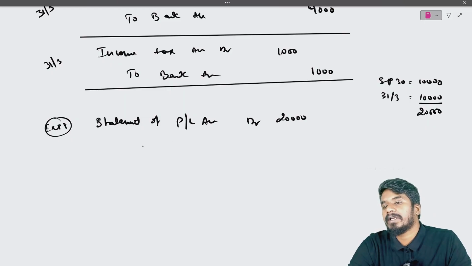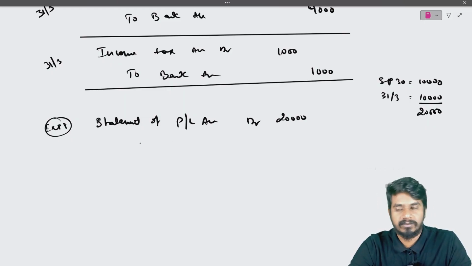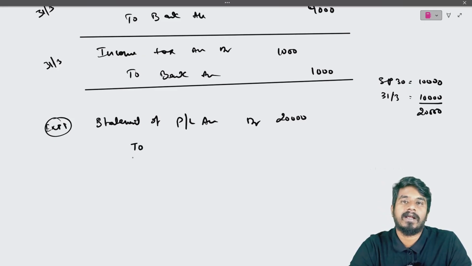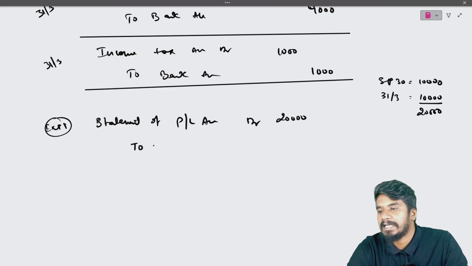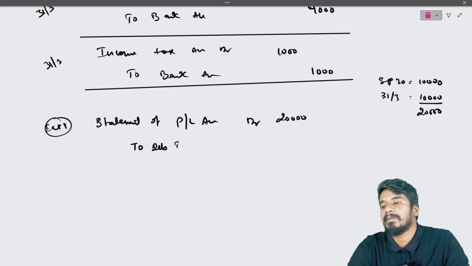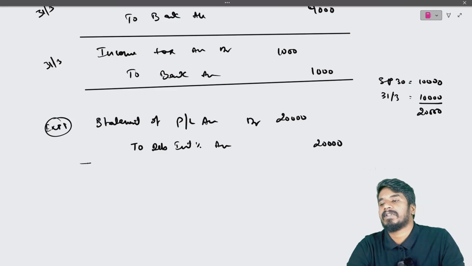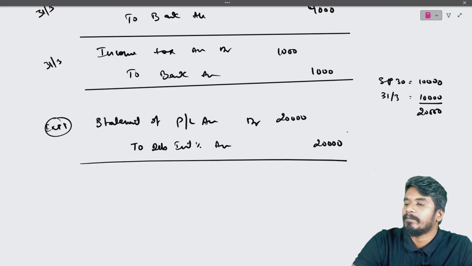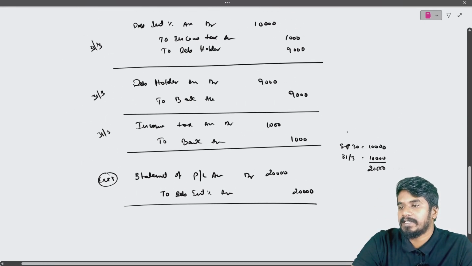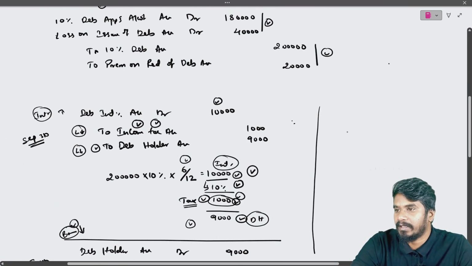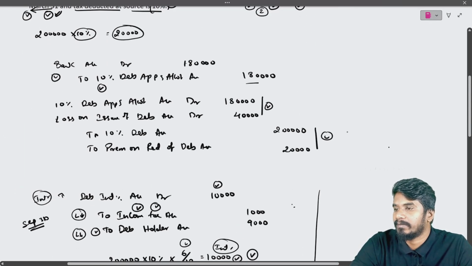Now we need to credit something. Correct. So we need to credit something. What will it be? Obviously interest. Correct. So debenture interest account will get credited 20,000. Finished. Fine. So we have finished this question. Please kindly note down everything, which is so important.